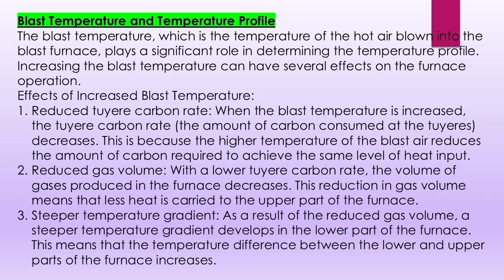2. Reduced gas volume. With a lower tuyere carbon rate, the volume of gases produced in the furnace decreases. This reduction in gas volume means that less heat is carried to the upper part of the furnace. 3. Steeper temperature gradient. As a result of the reduced gas volume, a steeper temperature gradient develops in the lower part of the furnace. This means that the temperature difference between the lower and upper parts of the furnace increases.